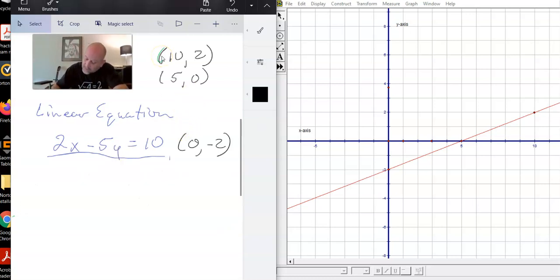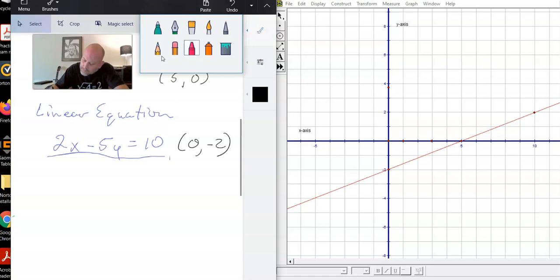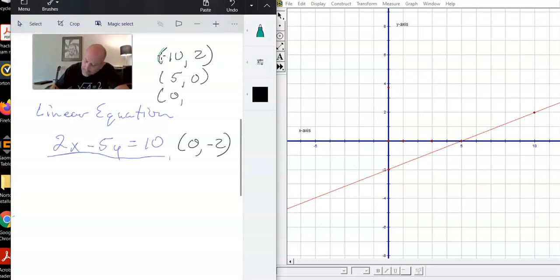Let me write this one. We know these 3 are solutions. We've checked them, we've graphed them, we have the whole business over there.